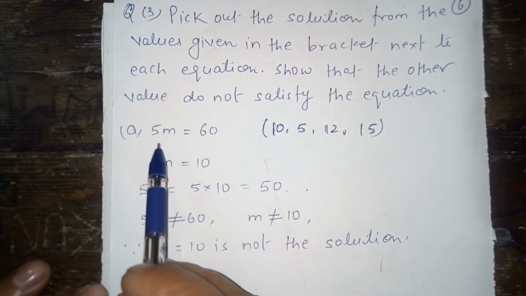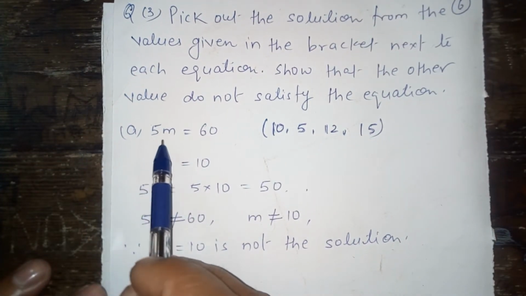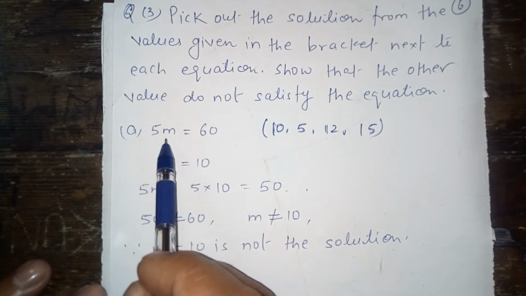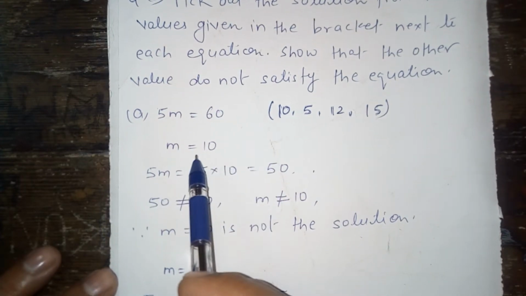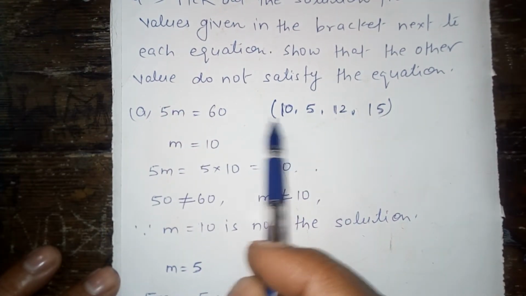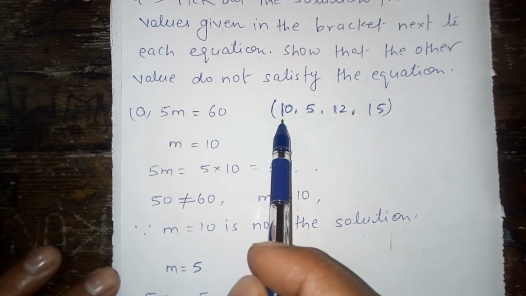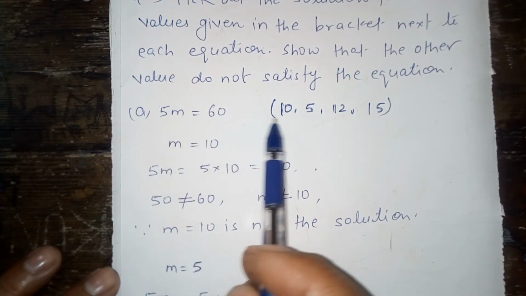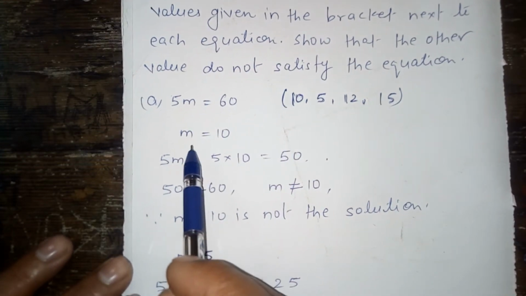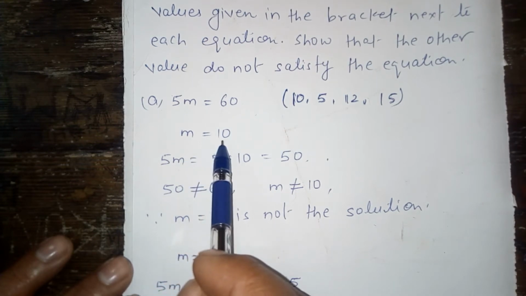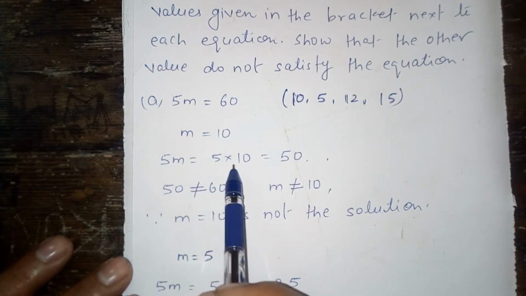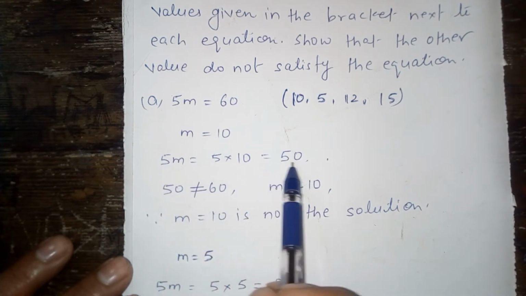As you know very well, what is the meaning of 5m? 5m means 5 multiplied by m. Okay, my dear students, your first value for m is 10. Now look here, m is equal to 10. So 5m means 5 into 10. It will give you 50.